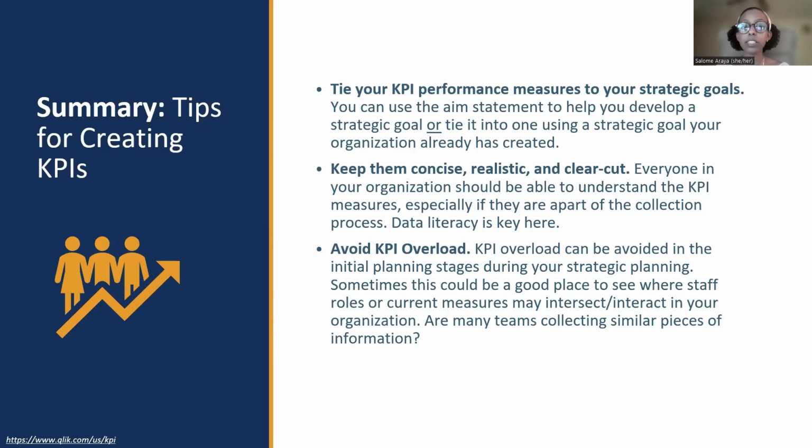Sometimes this can be a good place to see where staff roles or current measures may intersect and interact with each other. And sometimes it might be very beneficial for you to list out all KPI measures that you see related to some of your critical success factors. That way you can understand, or maybe consolidate and remove, measures that you don't see as aiming towards understanding how and if your goal was successful. So you want to ask yourself here, will this measure help determine if our strategic objective or goal is successful overall?